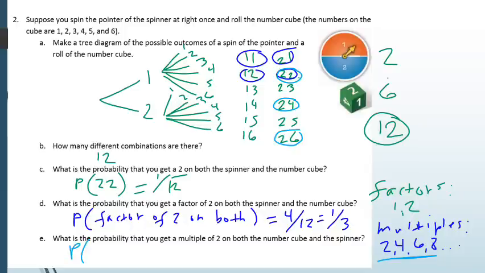So P, multiple of 2 on both. I'm sorry, this writing is so bad today. We would have 3 out of 12, which is equivalent to 1/4.